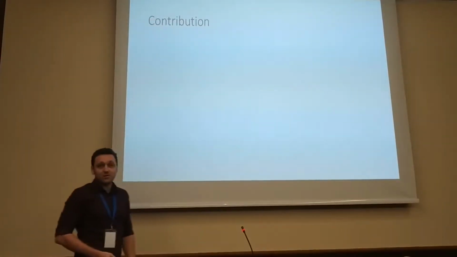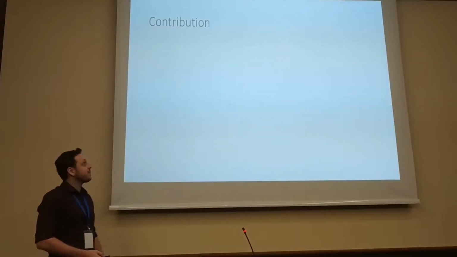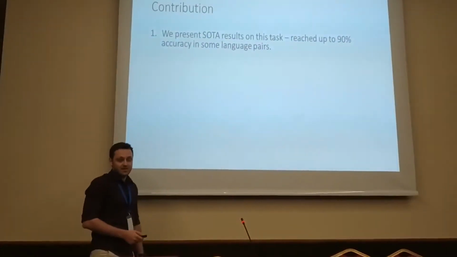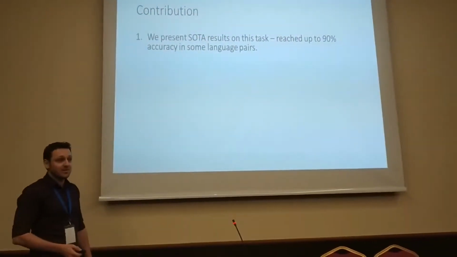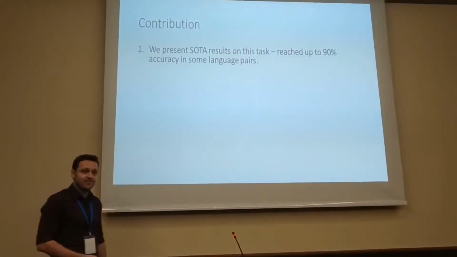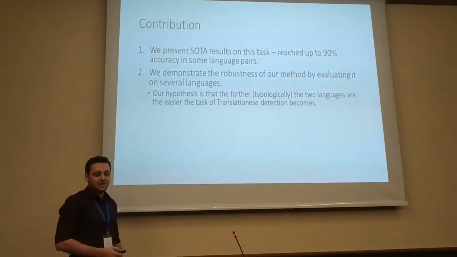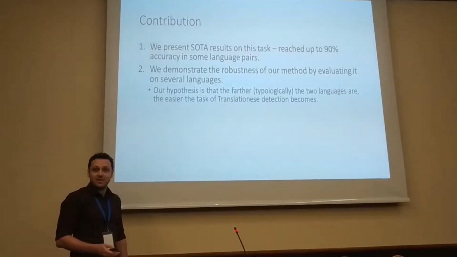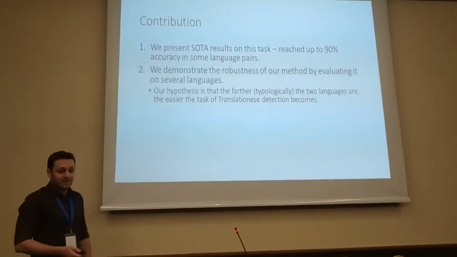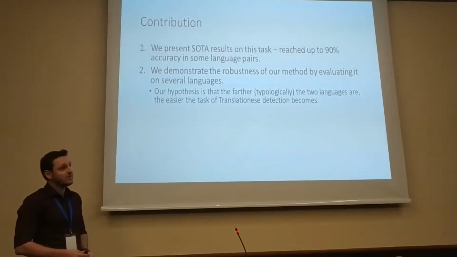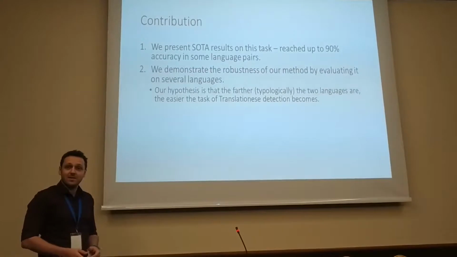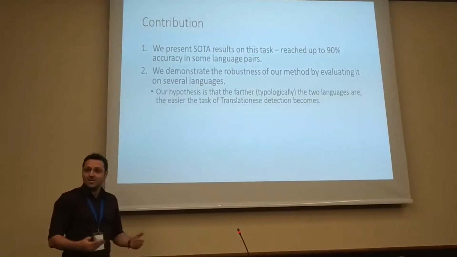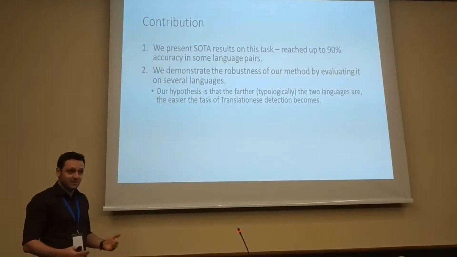First, let's talk about the contributions of our paper. First, we present state-of-the-art results in this task. We reach up to 90% accuracy in some language pairs. The second one, we demonstrate that the same method works for several language pairs. And after experimenting with several language pairs, we came up with the hypothesis that the more distant the two languages are, typologically, the easier the task of identifying translation is.